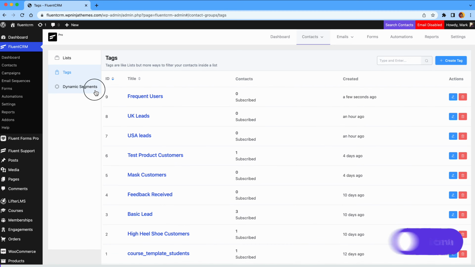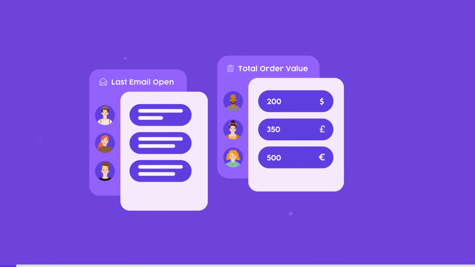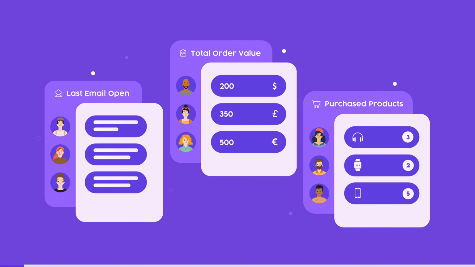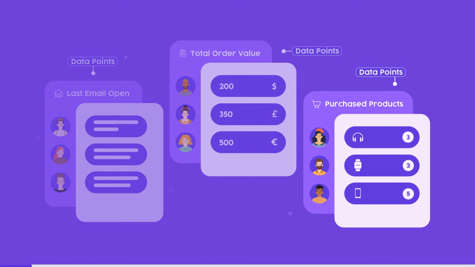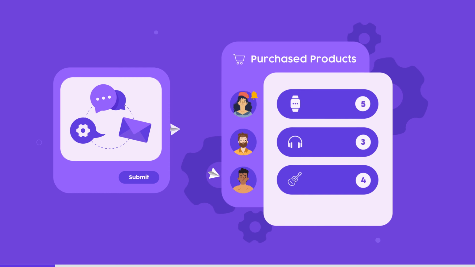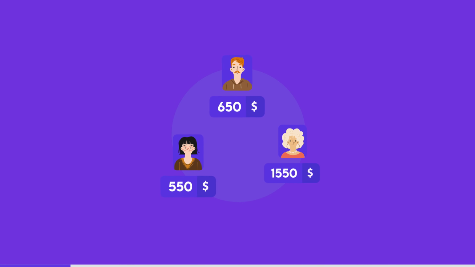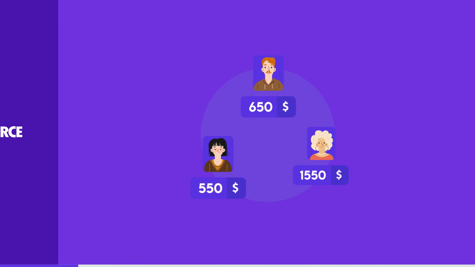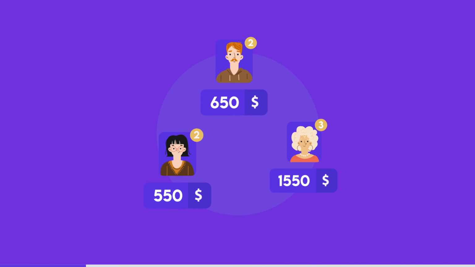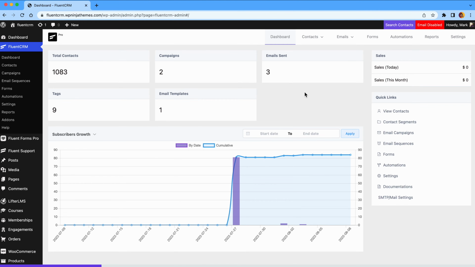Finally, let's get to Dynamic Segment. Dynamic Segment is a unique and advanced way of segmenting your contacts by various important data points. Once you create one, the segmentation is carried out automatically. And you can send targeted email campaigns without putting much effort. Let's say we want to create a segment of WooCommerce customers who spent over $500 and made at least 2 purchases. Does that ring a bell? Yes, we want to find high-ticket contacts on our WooCommerce store.